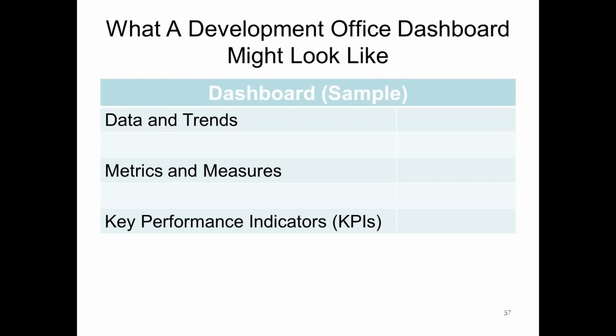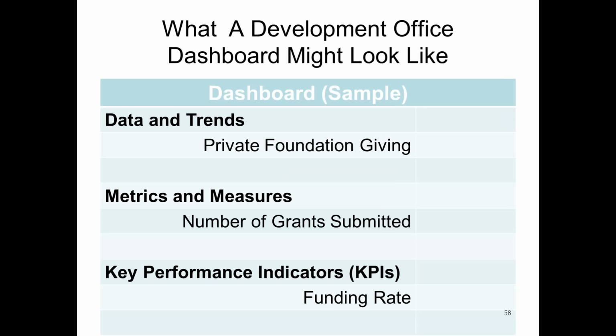All right, now let's think about a development dashboard. What might it look like? Well, of course, it wouldn't surprise you that it has 3 categories. We all know them now. And we could start with stuff like this. Maybe under data and trends, you mentioned a trend. Laura, we might be able to track trends in private foundations, maybe more focus on community colleges, maybe more focus on STEAM. You mentioned that. Those would be the trends.